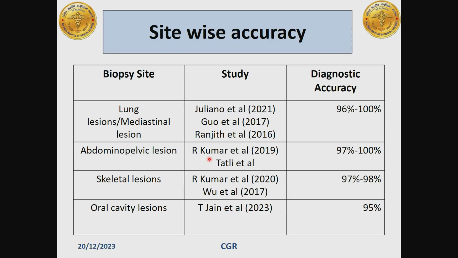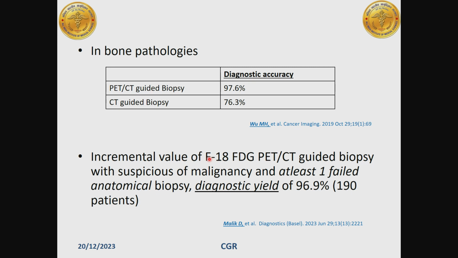Now, the literature supports the diagnostic accuracy of PET-CT guided biopsy at more than 95%, irrespective of the sites which have been biopsied. Also, there is evidence of a very high diagnostic accuracy in the case of bone lesions, reaching up to 98%. Moreover, in a large number of patients with suspicion of malignancy on PET-CT and with at least one failed anatomical biopsy, the diagnostic yield of PET-CT guided biopsy is nearly 97%.